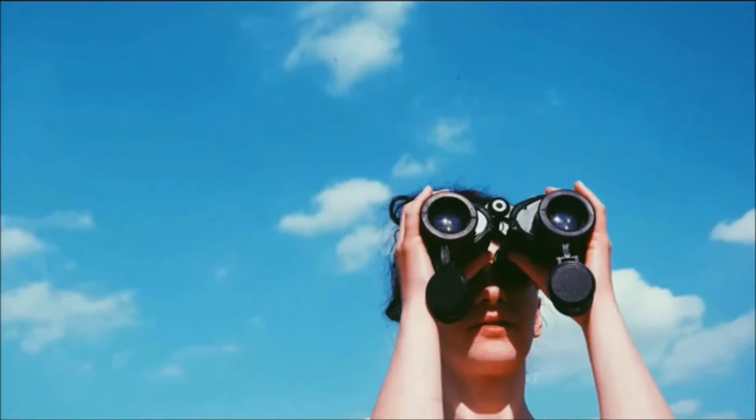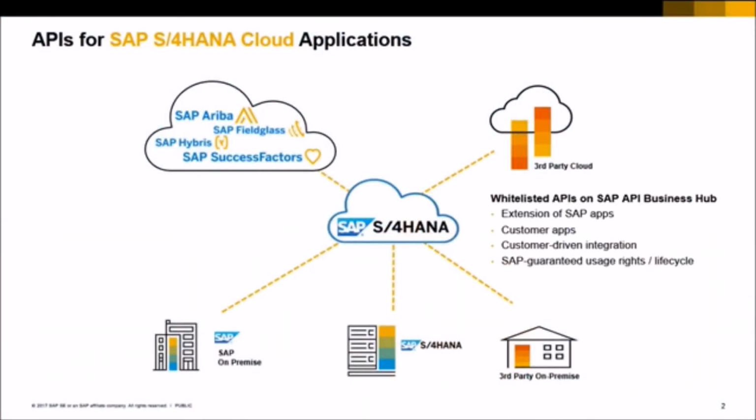Our customer and our partner have common questions. How and where to find APIs for integrating SAP S/4HANA Cloud with a third-party application, or for extending SAP S/4HANA Cloud with their own app. Whitelisted public APIs can be used to extend SAP S/4HANA Cloud apps with your own applications, or to connect with third-party apps, or with other SAP applications.